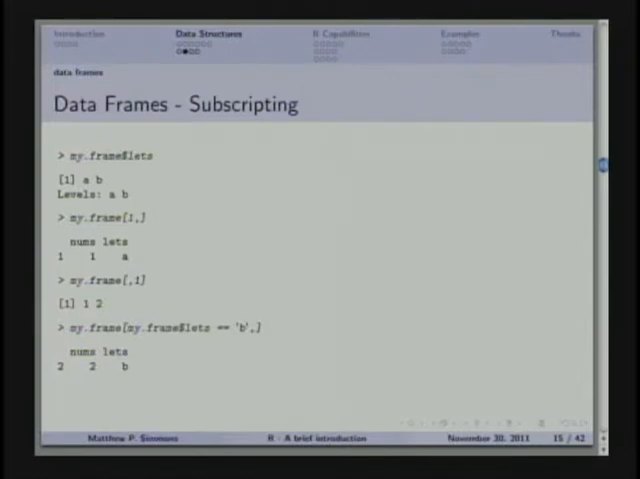Now, another way that you can access columns is by using a $ and then putting their label. So remember that my frame has 2 columns that are labeled nums and lets. So if I do my frame $lets, I get the letters that are in that column.